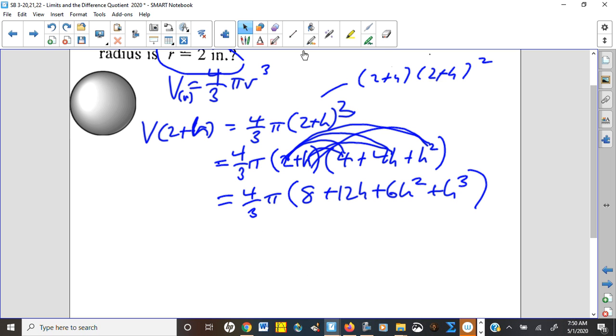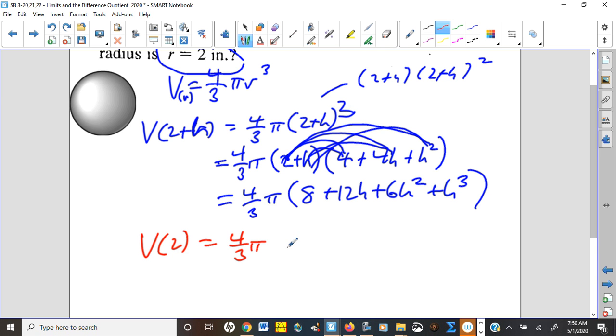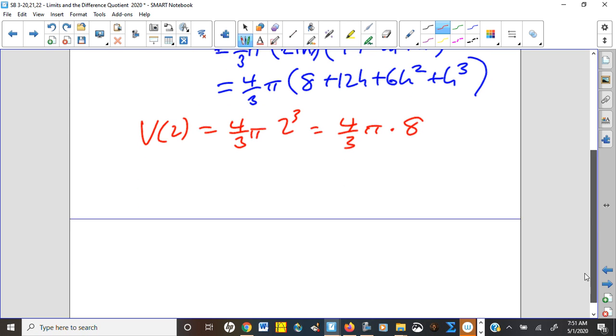All right. What I am gonna do is come in really quickly and do v of 2, which would just be 4/3 pi of 2 cubed, which we know is 4/3 pi times 8. And you know what? I'm not going to multiply that, even though it's easy. I could easily say that's 32 pi over 3. I'm not going to, and you'll see why in a second, okay? So let's go ahead and work this out now.